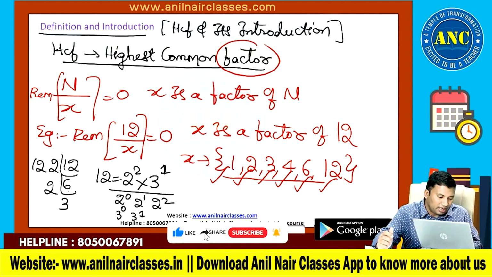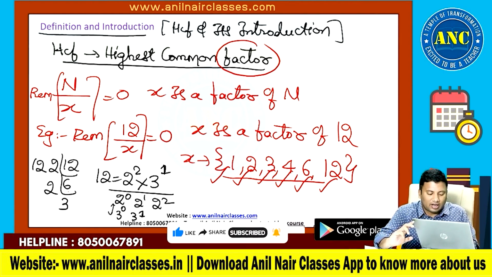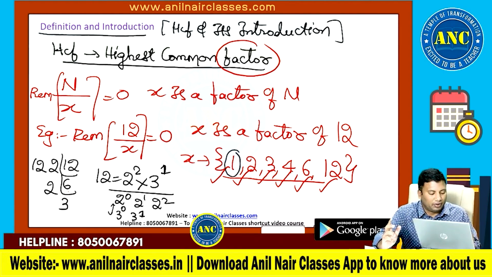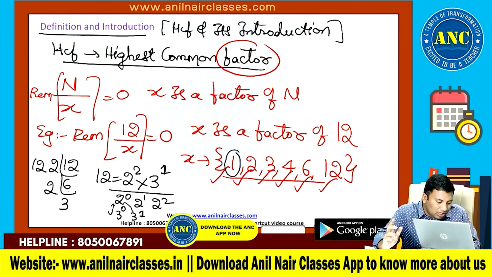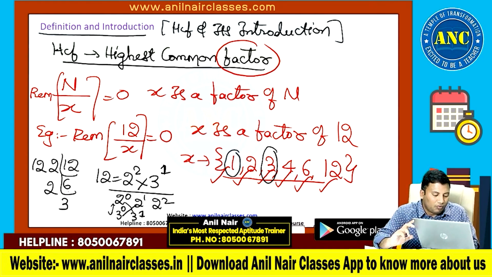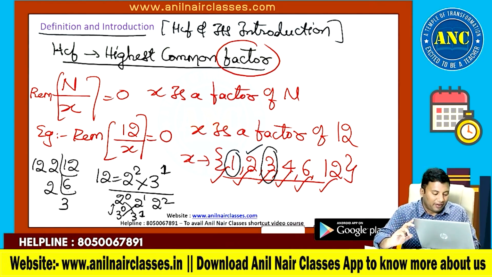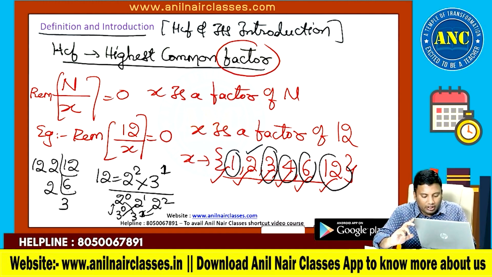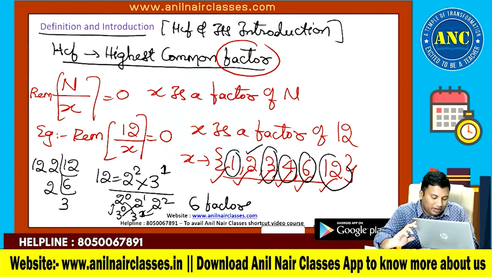Now, 2 power 0 into 3 power 0, 1 into 1 is 1. 1 is a factor of 12. 2 power 0 into 3 power 1, 1 into 3, 3 is a factor of 12. 1 into 2, 2 is a factor. 4 into 3, 12 is a factor. 4 into 1, 4 is a factor. 2 into 3, 6 is a factor. So 3 twos are totally 6 factors for 12.